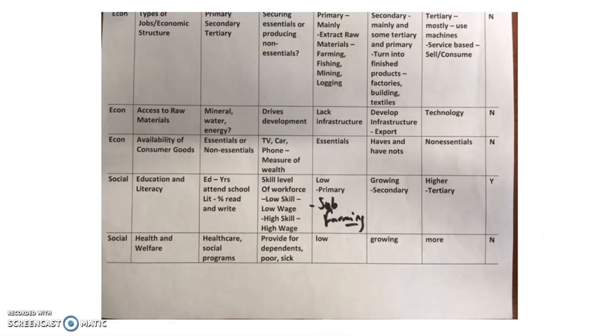Next, still economic, is access to raw materials. Access to raw materials would be like minerals, water, and energy. This is what really drives development.